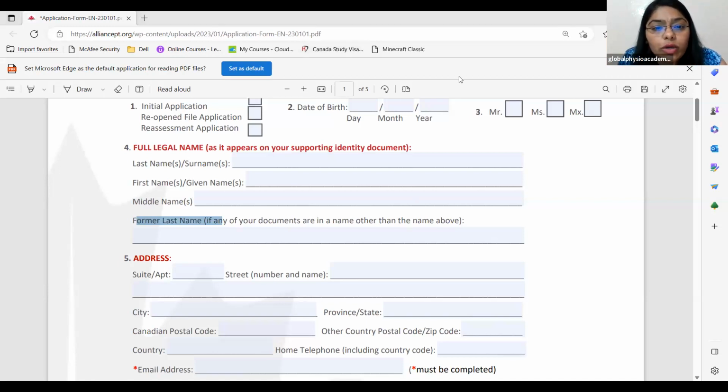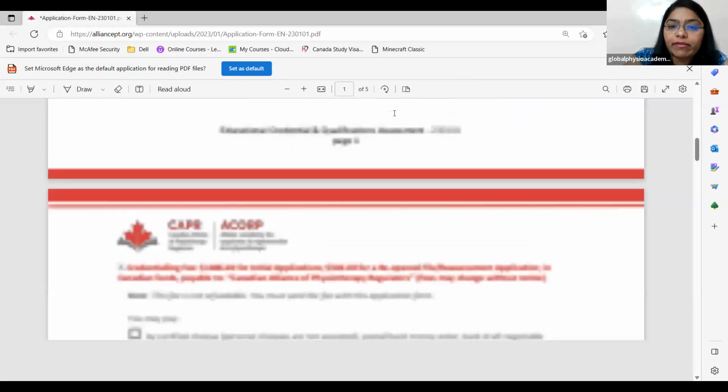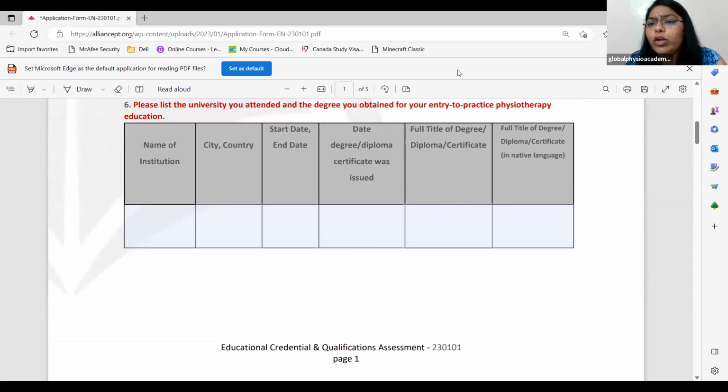In native language, only the degree name, yes. Native language is your native language. It is clearly written, full title of degree. So we are not going to write anything else. Degree means whatever is written on the degree certificate. If you don't have a degree certificate, whatever is in your graduation verification certificate. Generally the same thing you get in the degree certificate, you just put it in your native language.